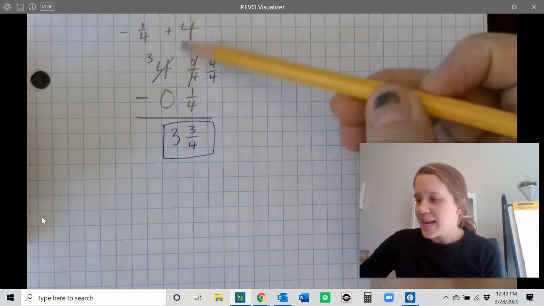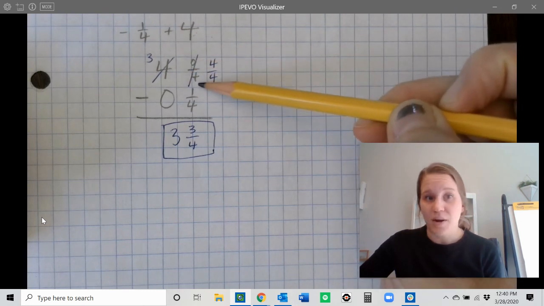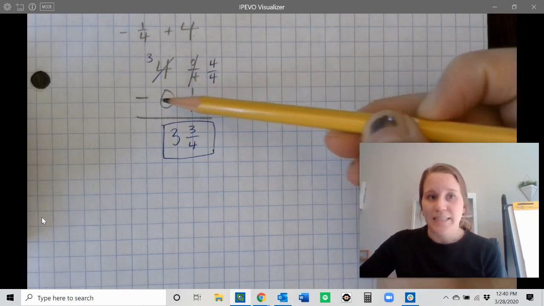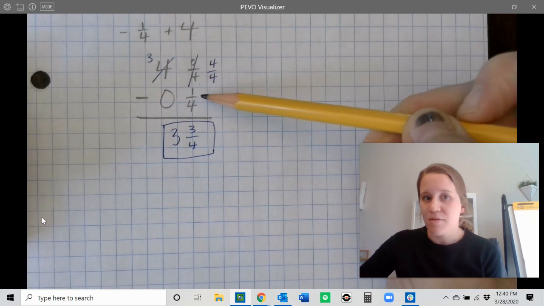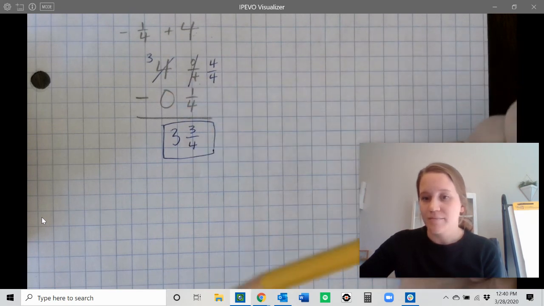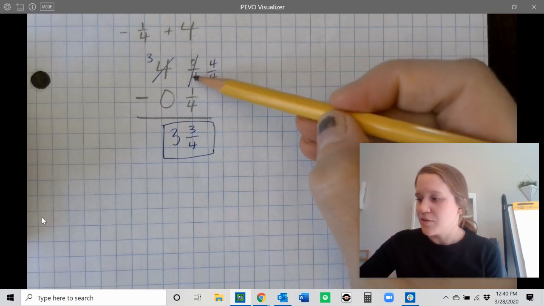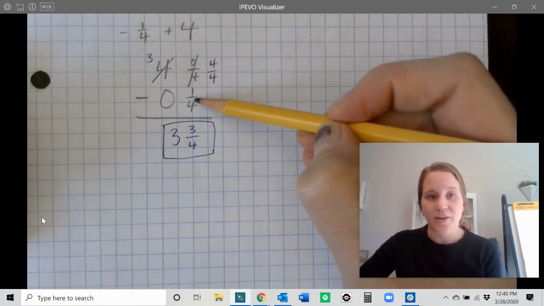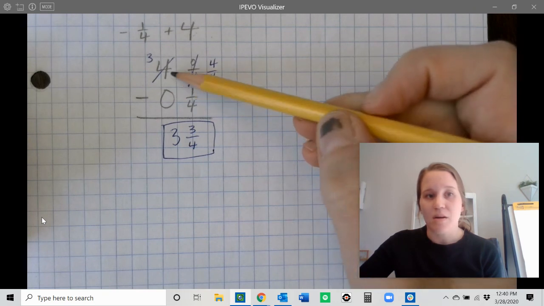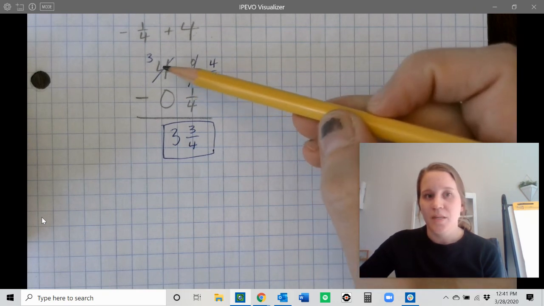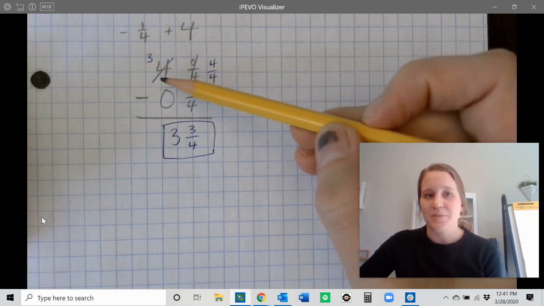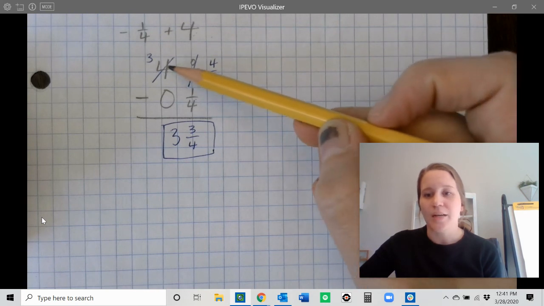So in this case, I had 4 and no fourths minus this 1/4, and there were 0 wholes there. Okay. I know that I could not do 0/4 minus 1/4 in the standard algorithm, so I needed to borrow 1 whole. So I borrowed 1 whole, and I asked myself, how many fourths are in 1 whole?